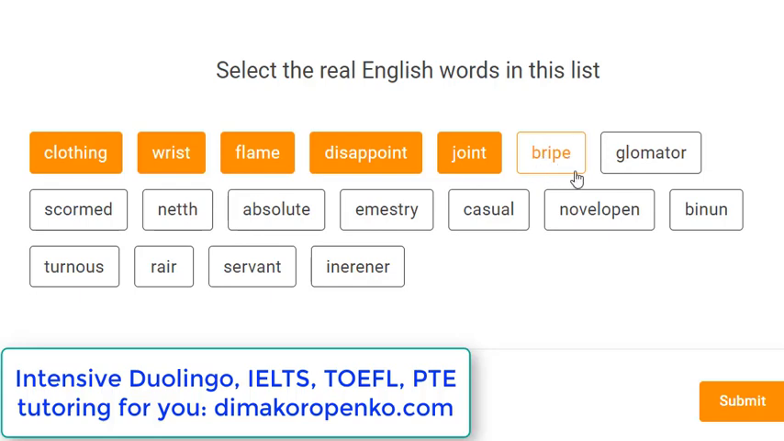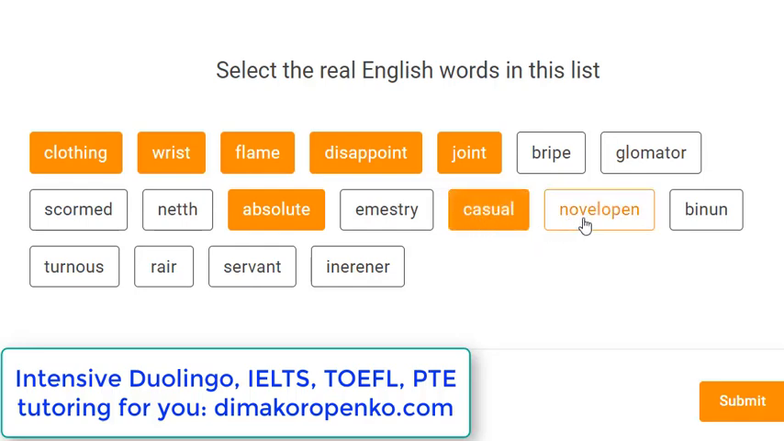Bribe, no, we will not mark it. Glowmater, I don't know this word. Scormed, no. Net, no. No way. Absolute, of course. Absolute. It's difficult to describe it even in your native language, let alone English. The absolute, let's say the ultimate, the complete, depending on the context. Absolute. Okay. No. Casual, of course. Like usual, let's say casual. No. Rare, but not that rare which is correct, so no, we will not take it.